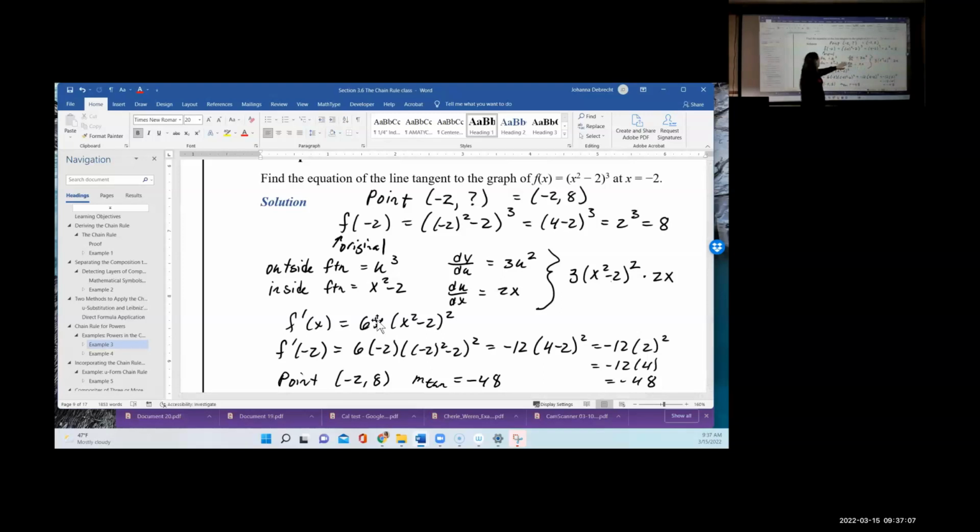So the original is u to the third. When we take the derivative, we get 3u squared. And then the derivative of the inside function, which is x squared minus 2, becomes 2x. To put these two together and multiply, we take the outside function 3 times u squared, and we replace u with the inside function again, x squared minus 2. Okay, thank you. Yep.